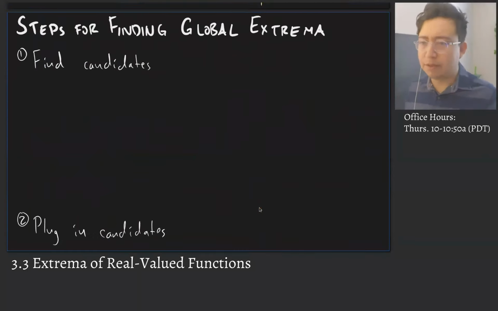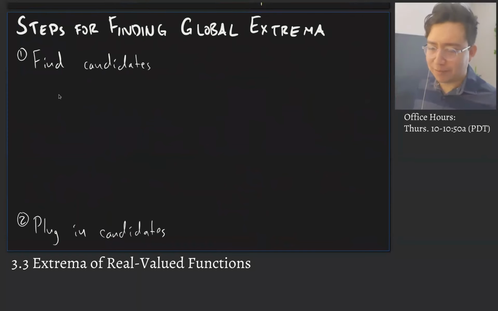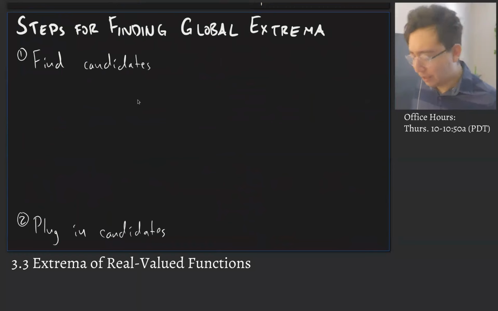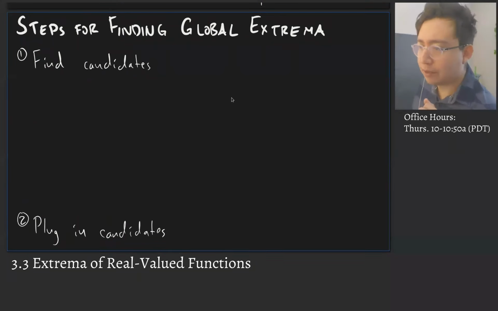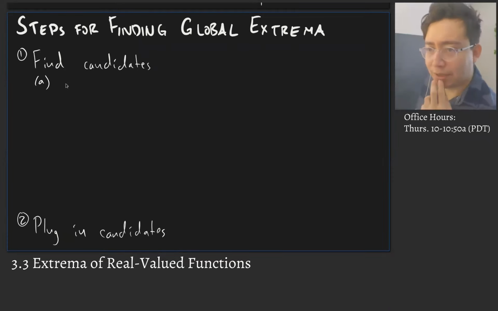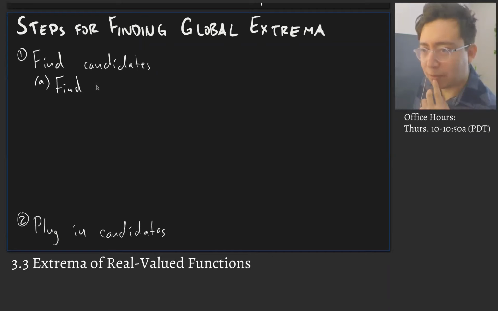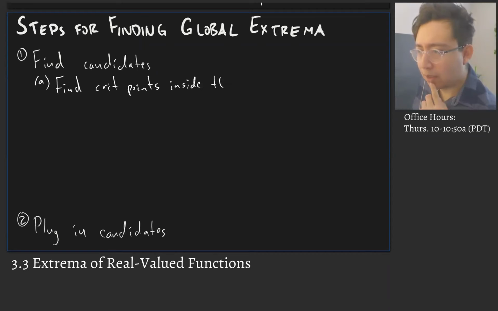Okay, so in short, you can break it up into these 2 steps, but obviously I left a bunch of space here because I'm going to fill in some of the blanks. Basically your 2 steps are find the candidates and plug in the candidates. The question is, how do you find the candidates? That's what I'm going to go through here. So like 1A, you're going to find critical points inside the domain.